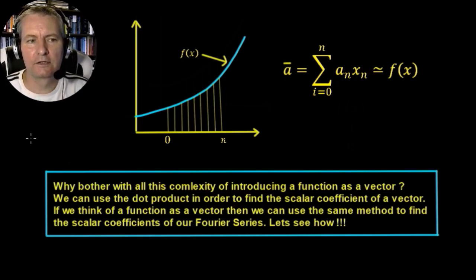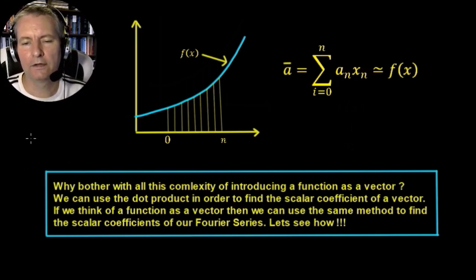So you're probably sitting there scratching your head and thinking, oh my, what's going on here? Why is he telling us all this stuff anyway? Well, there is a reason for doing it, and the reason is that we can find the scalar coefficient of a vector by using the dot product. Now if we can think of a function as a vector, then we can equally find the scalar coefficients here, the an's, by using a dot product. So in fact we can find the scalar coefficients of the Fourier series if we think about the function as a vector. Now that's a lot of words, and I think it's best seen by an example, and you'll see us working through it over the rest of the video.